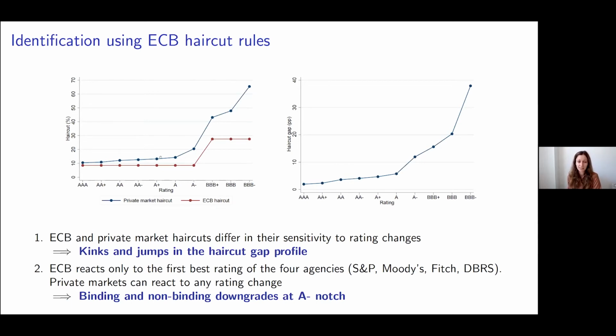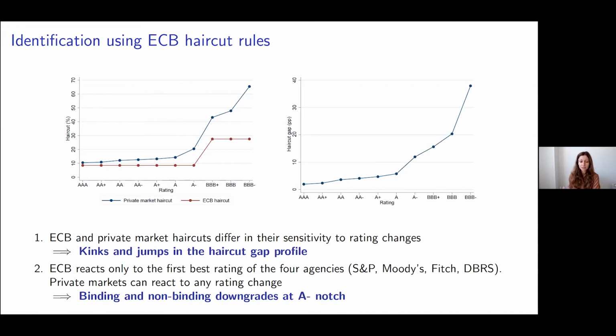These are the graphs that you've seen in the beginning of my presentation. And notice one more thing. If you look into the ECB haircuts, they are very insensitive to rating. ECB essentially applies only two levels, a lower one for all A notches and a higher one for all B notches. And the private markets are much more nonlinear and continuous.